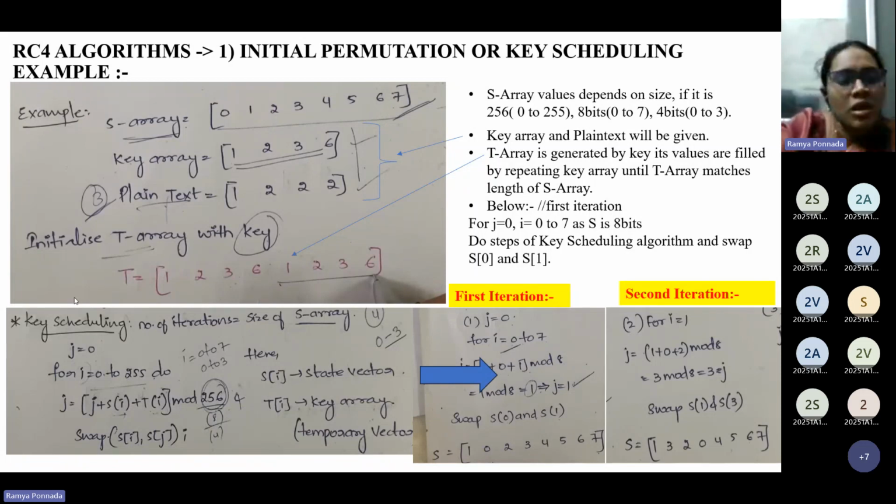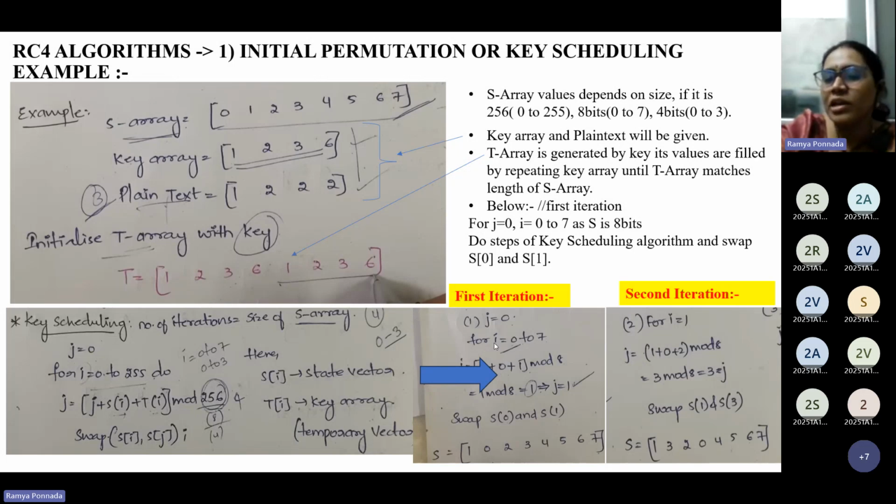Okay, so coming to the key scheduling algorithm, how many iterations do you need to take? It depends totally on the size of your S array. Here the size of the S array is 8 bytes, so i is equal to 0 to 7, and you are going to have 8 iterations. For example, I have placed here the first iteration and the second iteration. In the first iteration you have j equal to 0, as in the algorithm.